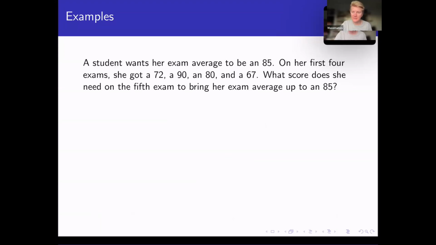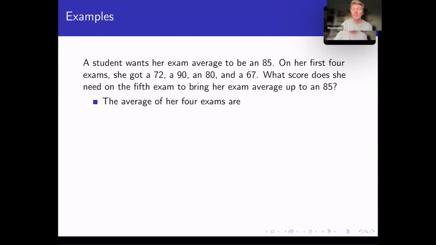A student wants her exam average to be an 85. On her first 4 exams, she got a 72, a 90, an 80, and a 67. What score does she need on the 5th exam to bring her exam average up to an 85?